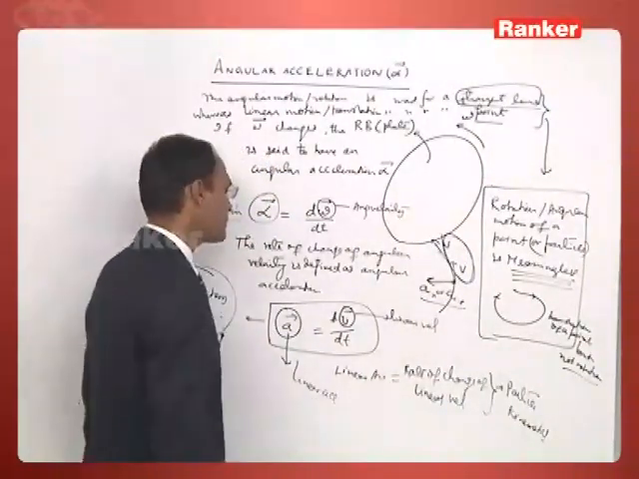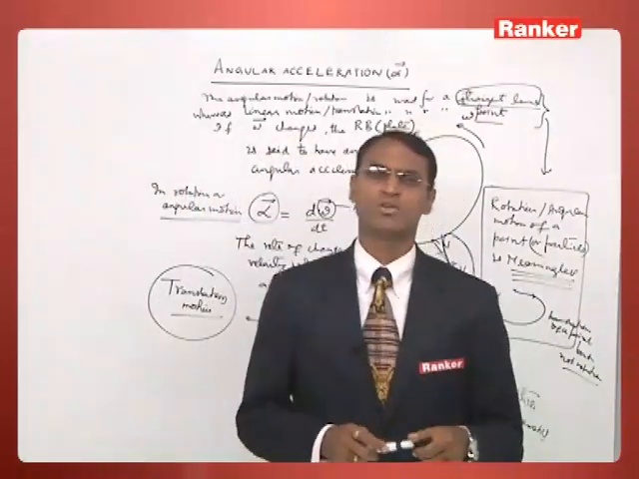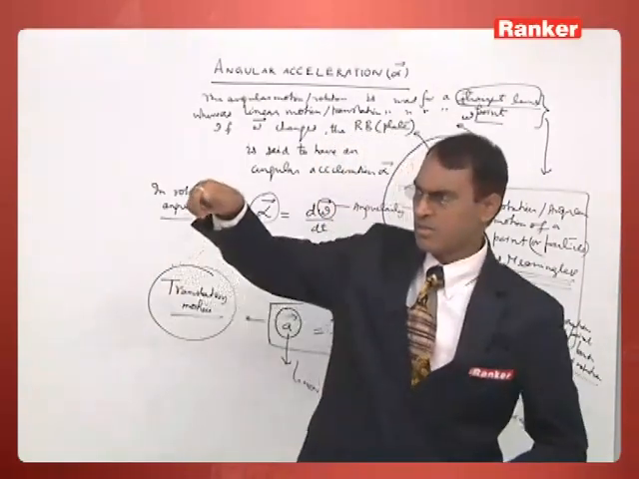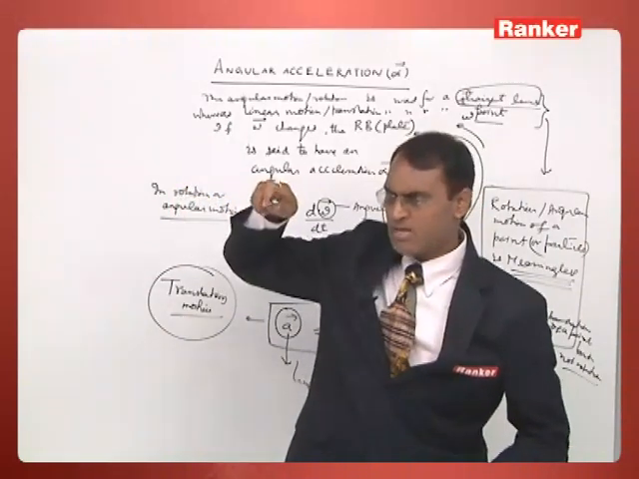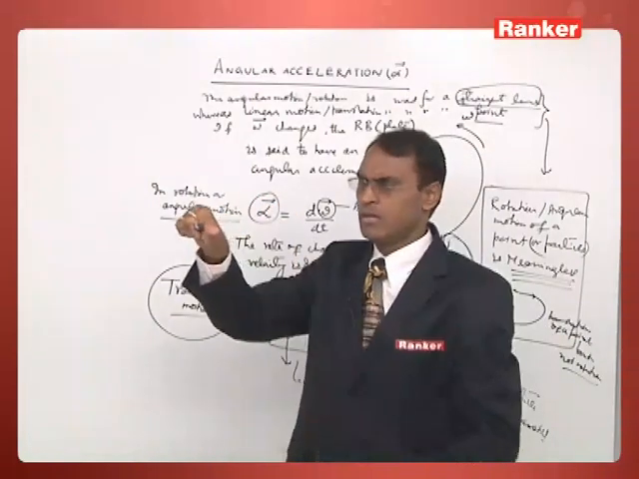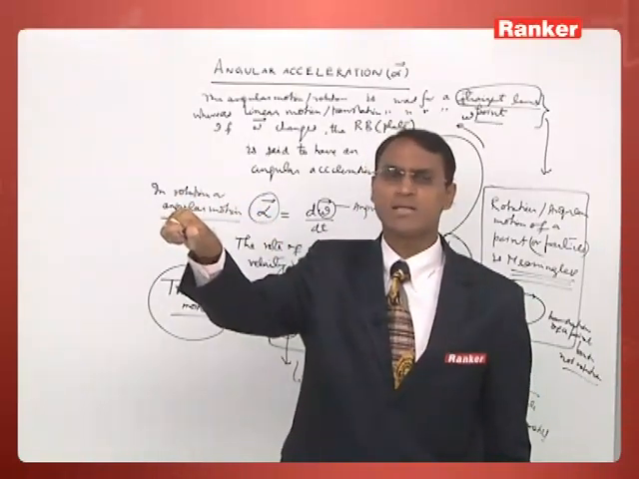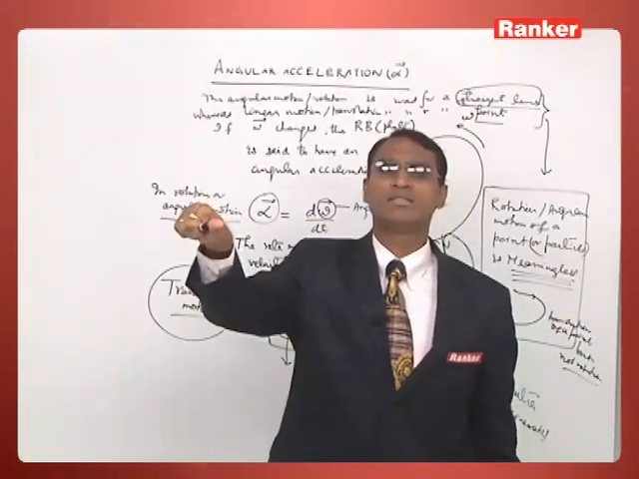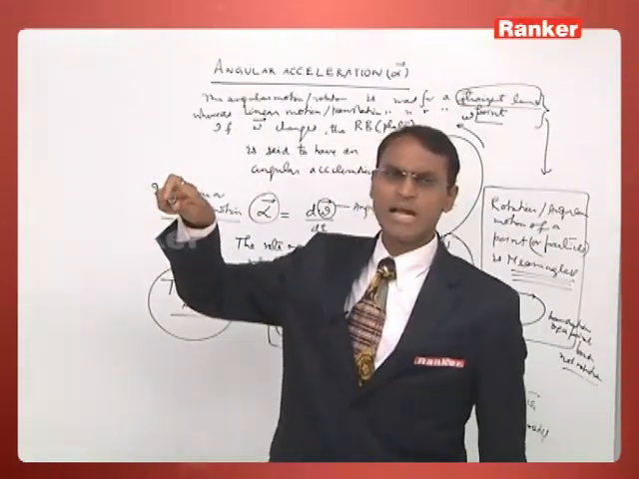Similarly, when the direction part of the angular velocity changes, the body is said to be having an angular acceleration. For instance, this body is rotating like this or rotating like this. When it rotates in anticlockwise manner, the extended thumb represents the angular velocity direction. This is outward, or anticlockwise, or along positive z direction, if you take this as x direction and this as y direction.